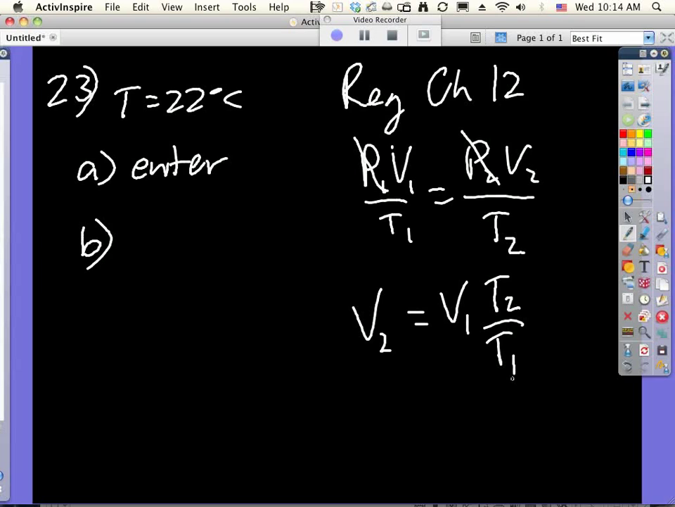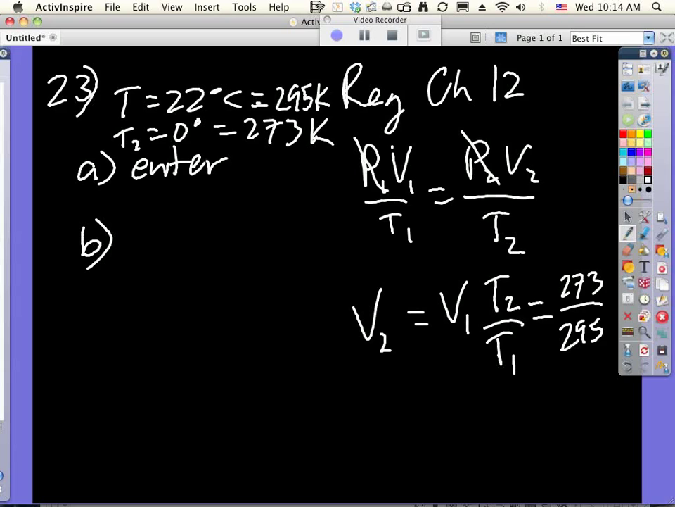Okay, you can't do that. You have to change to Kelvin. Remember what I said. If you take a ratio of the temperatures, you must be in Kelvin. If you take a delta of the temperatures, you can do Celsius. That's fine. So this needs to become 295 Kelvin, and then T2, which is 0, becomes 273 Kelvin. So now you can go ahead and find the new volume if you want with 273 over 295, and it's going to be a certain portion of this.